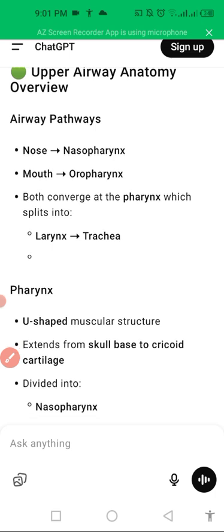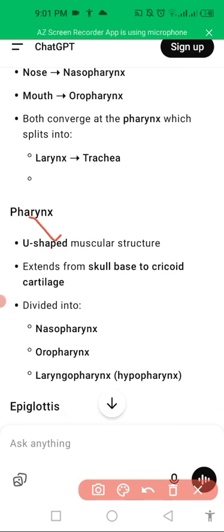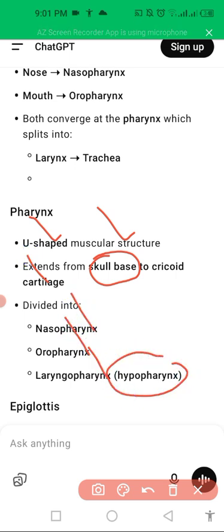So the pharynx is a U-shaped muscular structure extending from the base of the skull to the cricoid cartilage, divided into naso-, oro-, and laryngopharynx, the last also known as the hypopharynx.